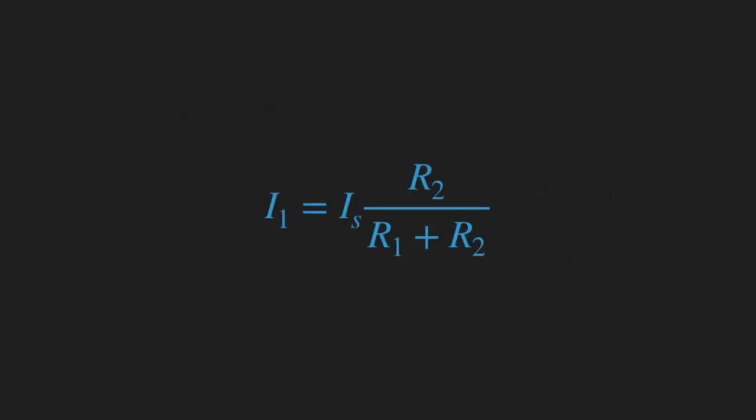Now, there is a special application of the current divider rule you can use when there are only two branches within the parallel circuit. This can be very useful when they already give you the total current, as it makes it much quicker to solve, as you don't need to figure out the total resistance.